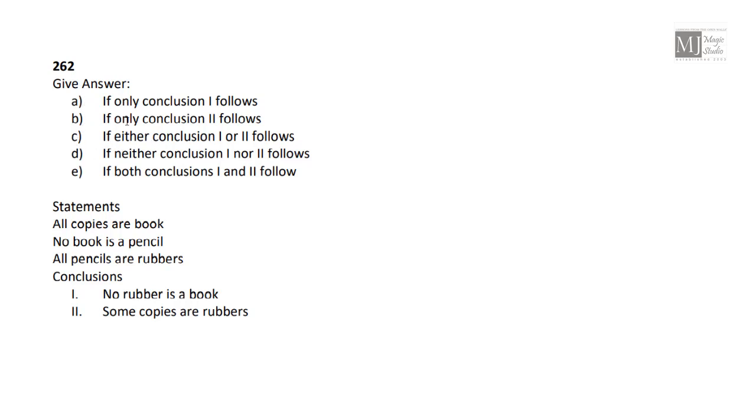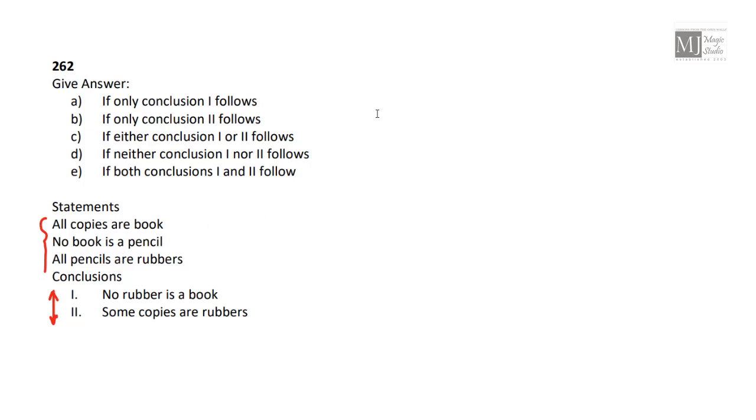Question number 262, deductive logic. Give answer accordingly, A, B, C, D, E. If you think that conclusion 1 follows, 2 follows, or either of 1 or 2 follows, neither follows, or both follow. We have a set of statements given to us. Based on these statements, which are regarded as true facts known to us for the time being, we need to derive which conclusion follows. Converting these statements into Venn diagrams is the easiest way to solve these kinds of questions. Let's see what we can draw out of these.